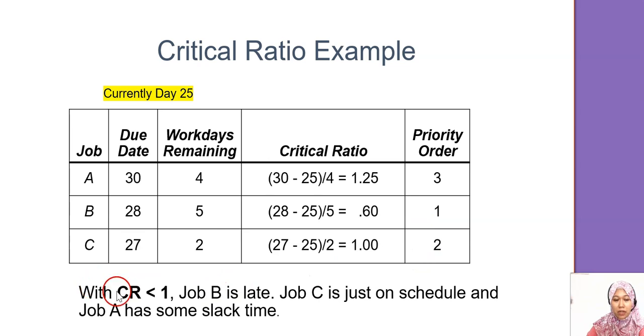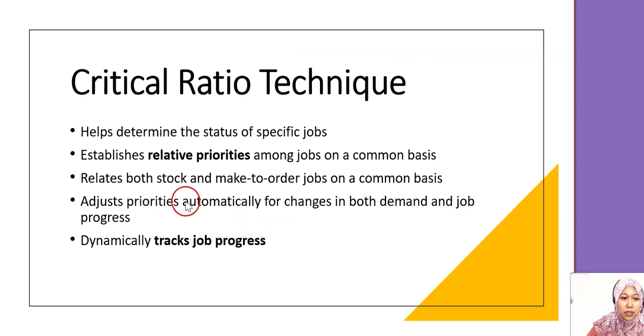Any CR value less than 1 means the job is already late. Job C is on schedule, with a value of 1, and job A has some slack time. The critical ratio technique gives relative priority and is more about tracking the job progress.